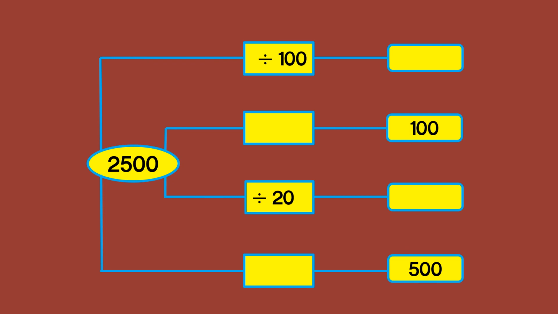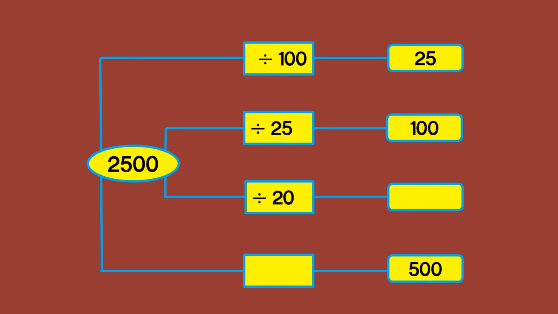Now let's go through this chart quickly. Now 2500 divided by 100. What is the answer? That is 25. Then we have got 2500 divided by, we don't know what the value is, equals 100. So what is the value that should be there in the blank? That is divided by 25. We know that 2500 divided by 25 is 100.